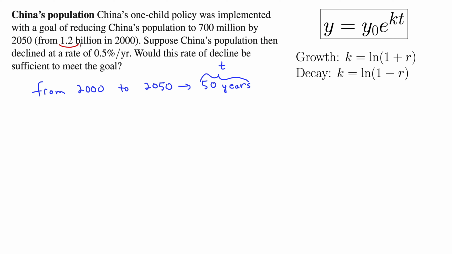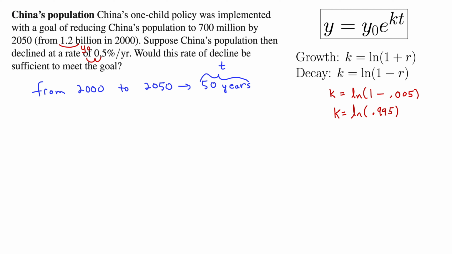1.2 billion, so we'll just use this as 1.2. That'll be our starting population, so that'll be our y naught. And we have our k here as natural log of 1 minus 0.05. Again, we convert that, actually it's 0.005, isn't it? 0.005 because we need to move the decimal 2 places to the left. So 1, 2 gives us 0.005 for our rate. Well, this simplifies down to k equals natural log of 0.995.